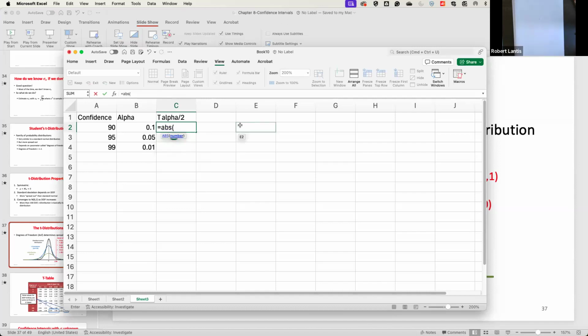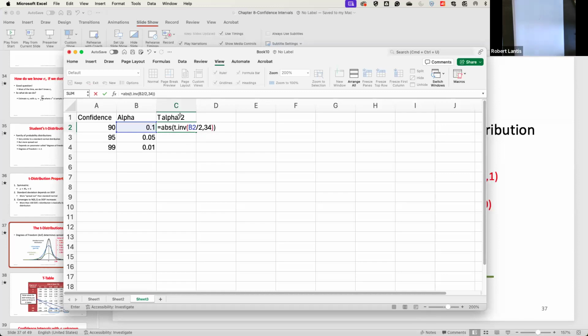Well, how do I find the t value? This is where instead of norm.s.inv, I'm going to use t.inv. So t.inv, the area that I wanted in each tail is half of alpha, comma, what's my degrees of freedom? Well, this would be based off of the sample size. So let's say the sample size was 35. My degrees of freedom would be 34.